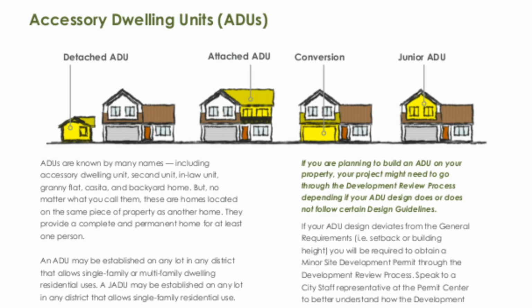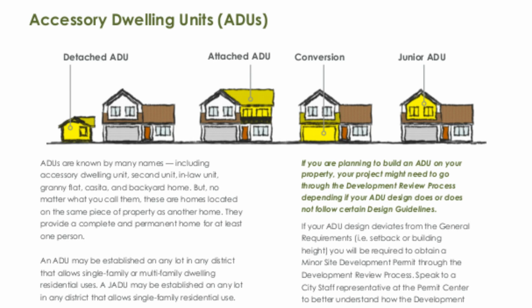Accessory Dwelling Units, ADUs. ADUs are known by many names, including accessory dwelling unit, second unit, in-law unit, granny flat, casita, and backyard home. But no matter what you call them, these are homes located on the same piece of property as another home. They provide a complete and permanent home for at least one person. An ADU may be established on any lot in any district that allows single-family or multi-family dwelling residential uses. A JADU may be established on any lot in any district that allows single-family residential use.